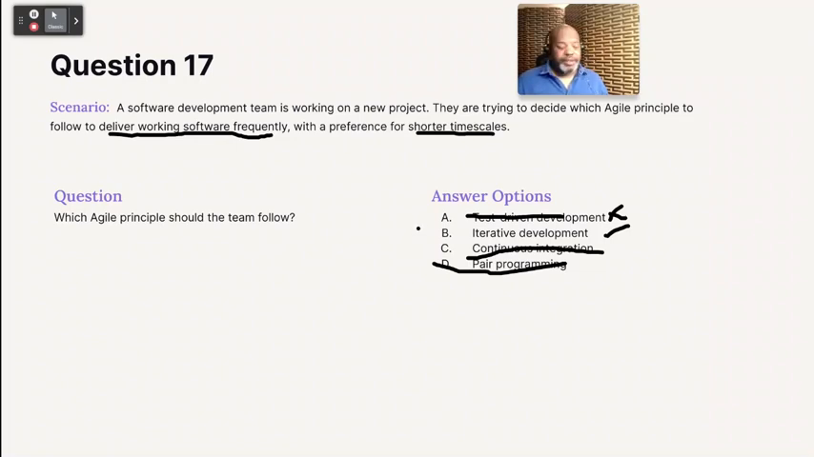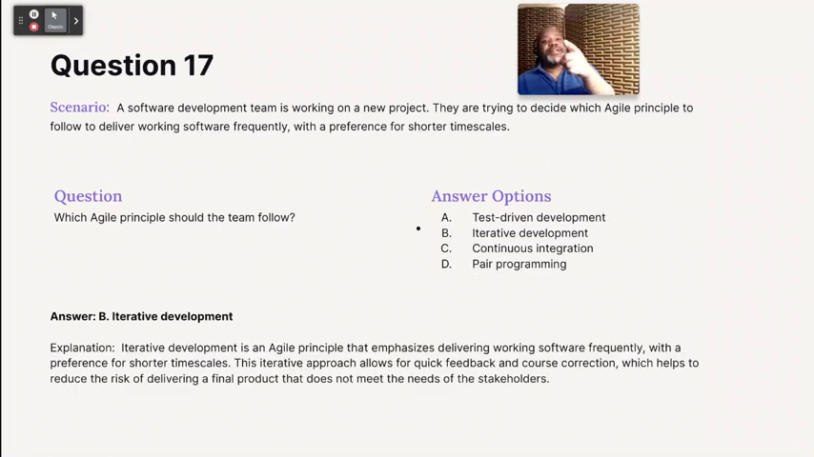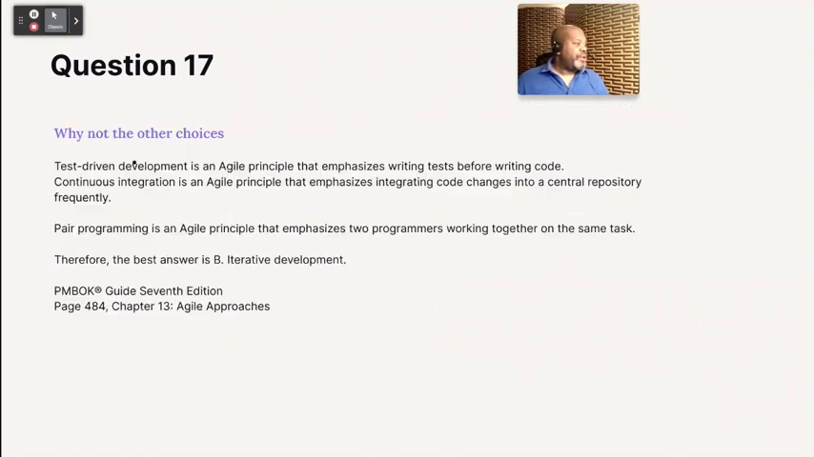What did you say? You were right. Right again. Iterative development is an agile principle that emphasizes delivering working software frequently. Love that. All right. Test-driven is a principle of advising writing scripts. Continuous integration is an agile approach emphasizing integrating code. Pair programming is two programmers working together. Therefore, B is the right answer.